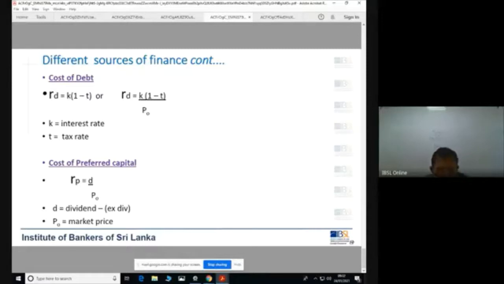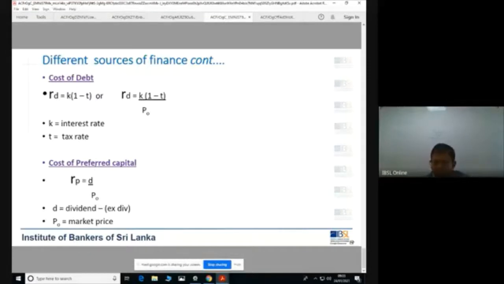So borrowing is good for a particular company. Why? You pay interest expense, which reduces your profit. As a result, you pay less tax. So the tax benefit is there when you borrow. So the tax impact you should adjust when you calculate the cost of debt.